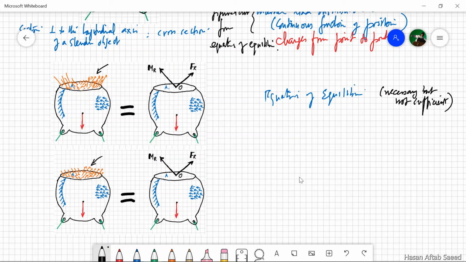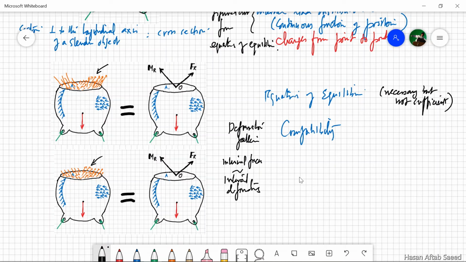In a deformable body, the consideration of deformation pattern, that is compatibility, and the relationship between internal forces and internal deformations, that is constitutive relations, allow us to decide which one of the possible force distributions would actually be realized.